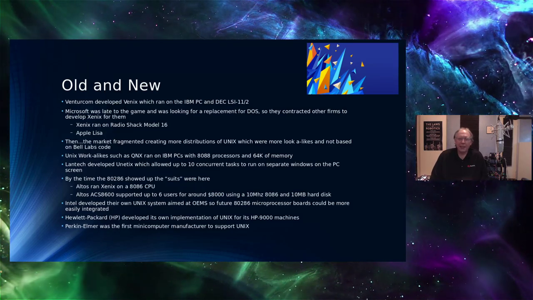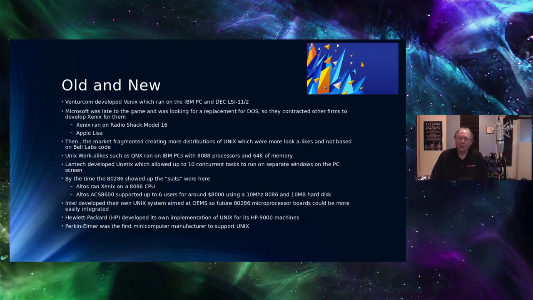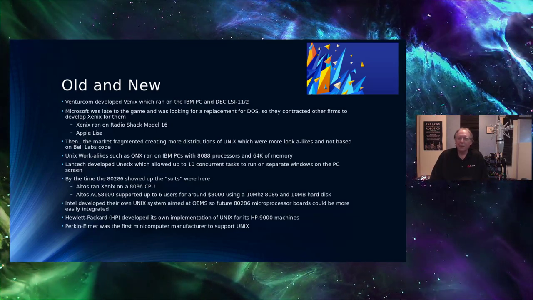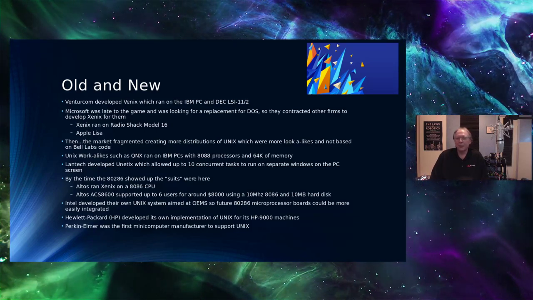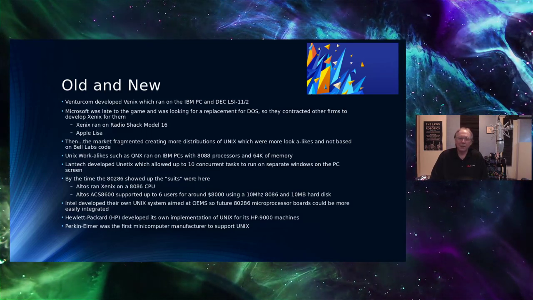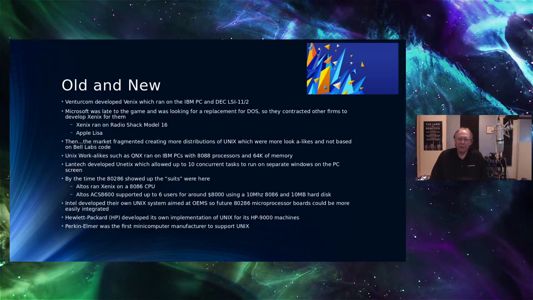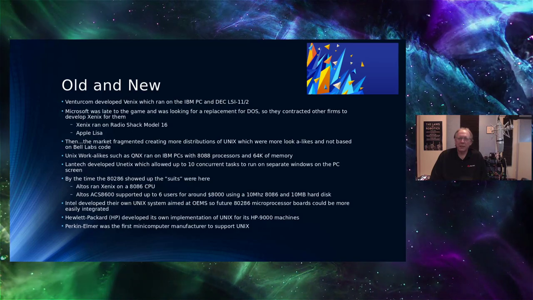But by the time the 8086 showed up, the suits were already starting to surround Unix as a viable way to make money in both selling software, hardware, and total end-to-end solutions. And one of those companies was Altos. And they ran Xenix on an 8086 CPU.